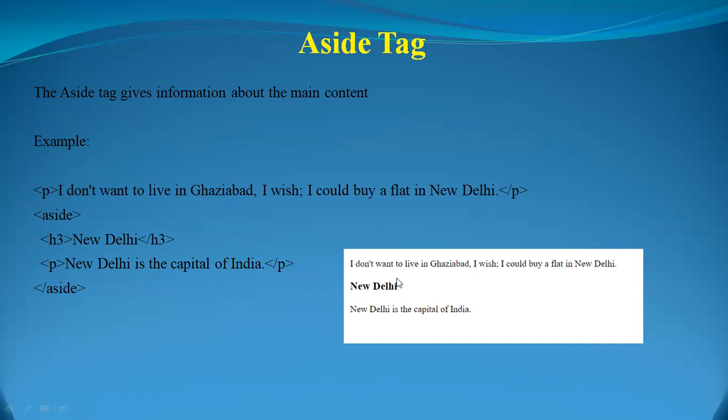The output should come like this: I don't want to live in Ghaziabad. I wish I could buy a flat in New Delhi. Then H3, we give New Delhi, and a paragraph that New Delhi is the capital of India.